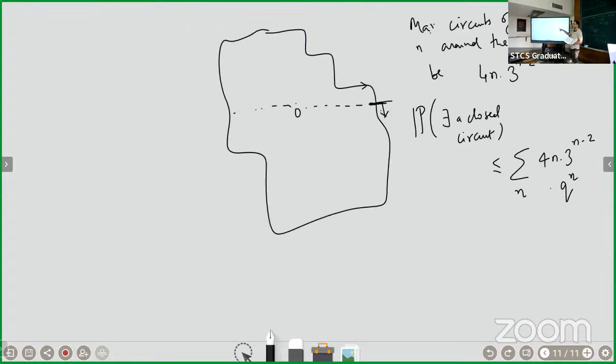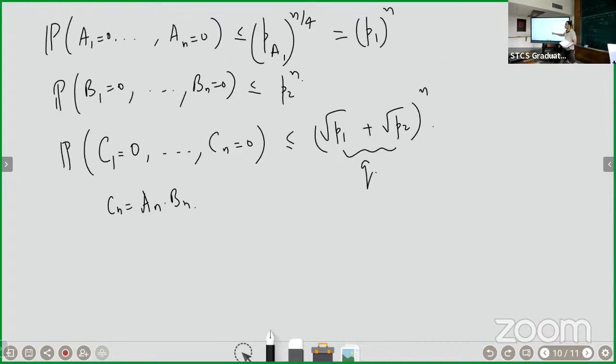In the original lattice, when we looked at the square lattice, this was just p to the power n, because every edge was open or closed independently. Now things are not open and closed independently. But we are somehow able to get that the probability that all of them are closed simultaneously is some probability to the power n, which is important. This can be large as long as this is less than 1, I don't care. But the exponent n is important.